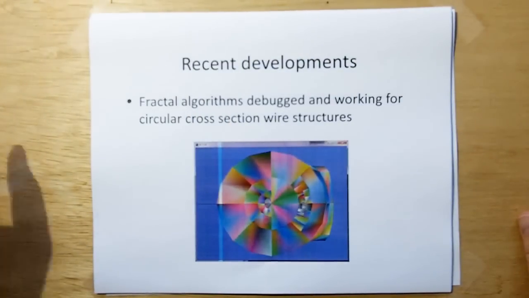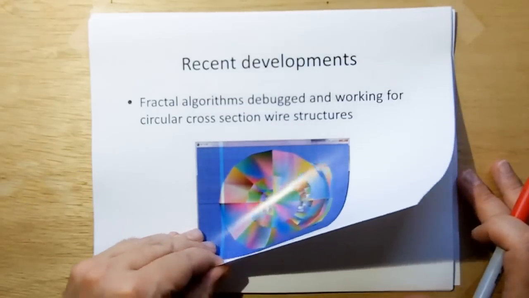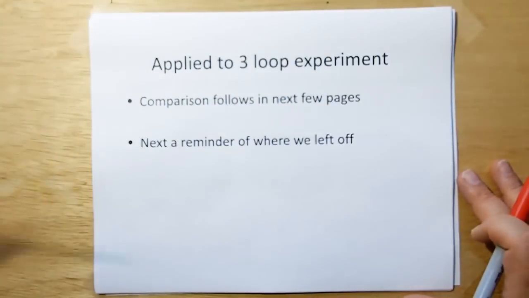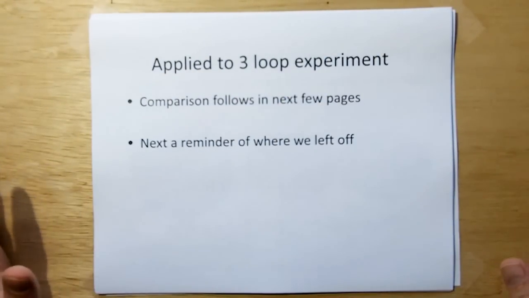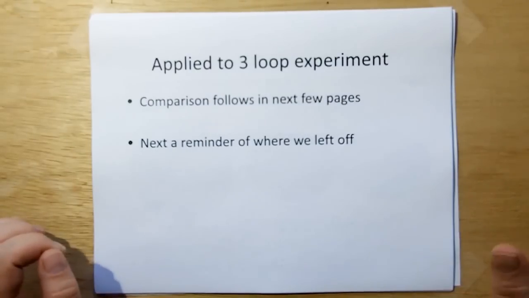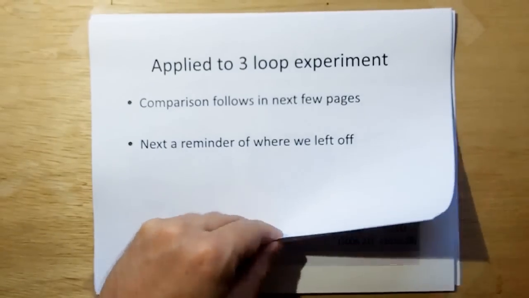And recent developments, I got the fractal algorithm working in debug for circular cross-sectional wire structures. Then I applied that to the triple loop experiment data. I'm going to show the comparison of all the data sets for the triple loop experiment. But first, let me give you a reminder where we left off with the Rhombus experiment, because that's related.